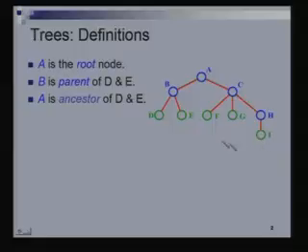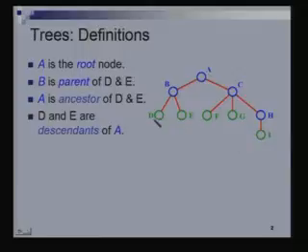Right? Sometimes we use the term grandparent. A is a grandparent of D, E, F, G and H. Do you understand the difference between ancestor and grandparent? D and E are descendants of A. In fact, B, C, D, E, F, G, H, I are all descendants of A.